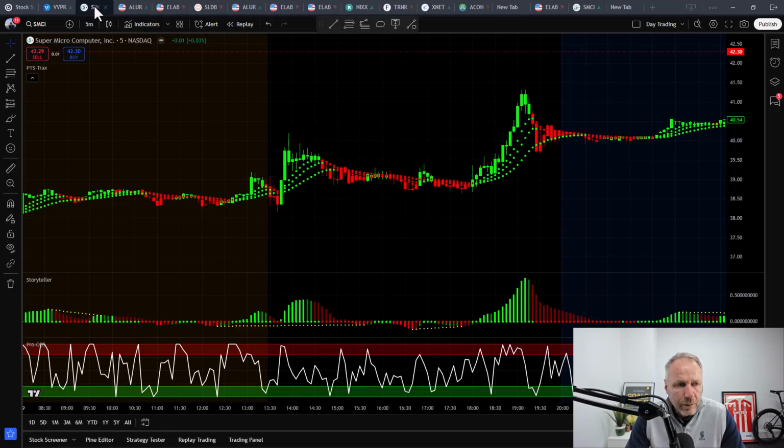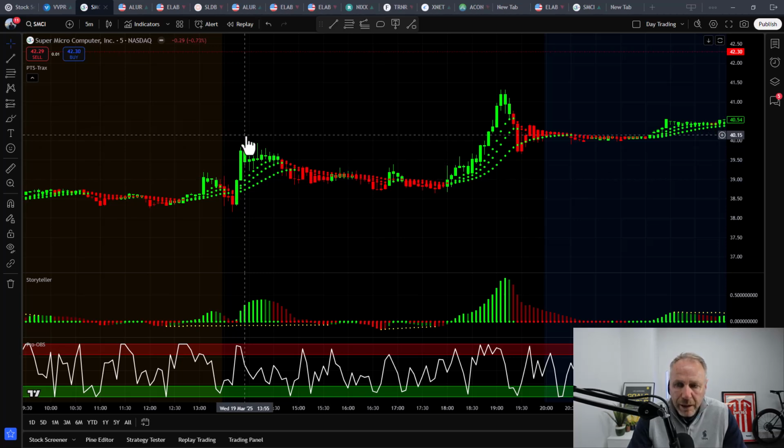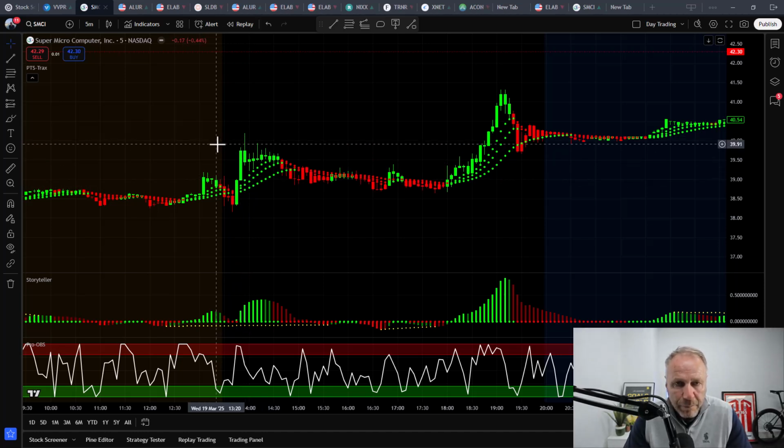The other one here was Super Micro Computer. We got that nice volume move here. It turned green and broke the high of that first 5-minute candlestick, which showed that impulsive move from $39 all the way up to $40.15, guys. An easy dollar run, and it's literally 10 minutes later and you've made your day's money. That's how good day trading US shares can be.